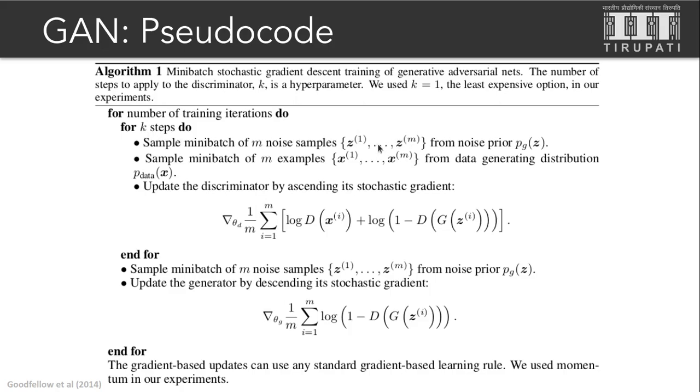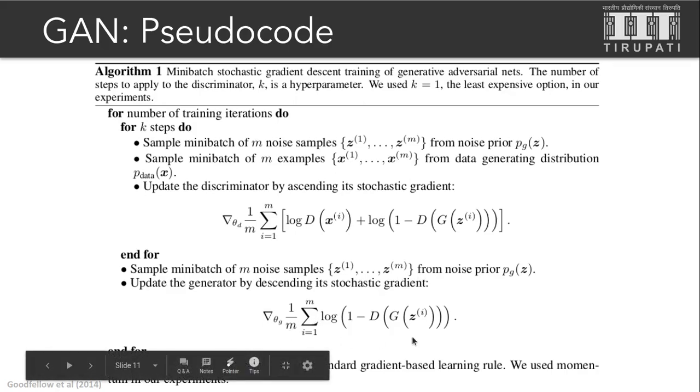So we sample some m noise samples from P of z, and we take some training examples, and we then start our training for the discriminator. And then after this training is done for k steps, we move on to the generator, and we again sample m noise samples and pass them to the generator, and we run this in a loop for the number of iterations that we want.